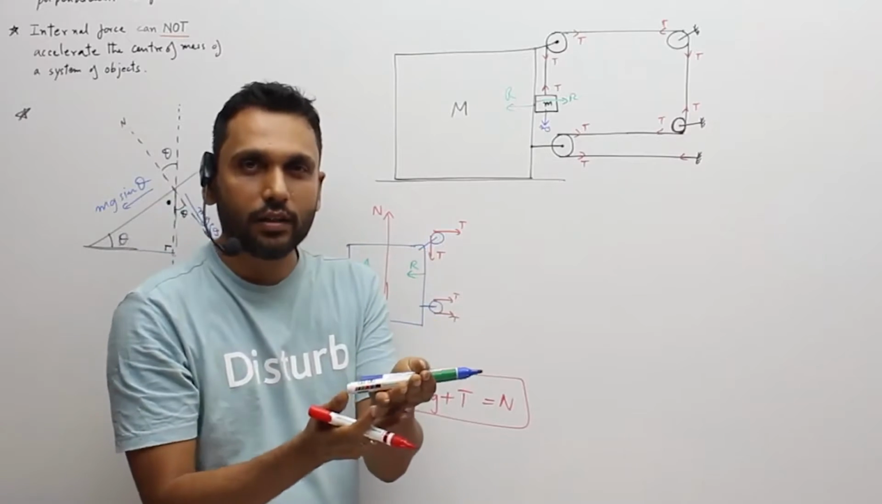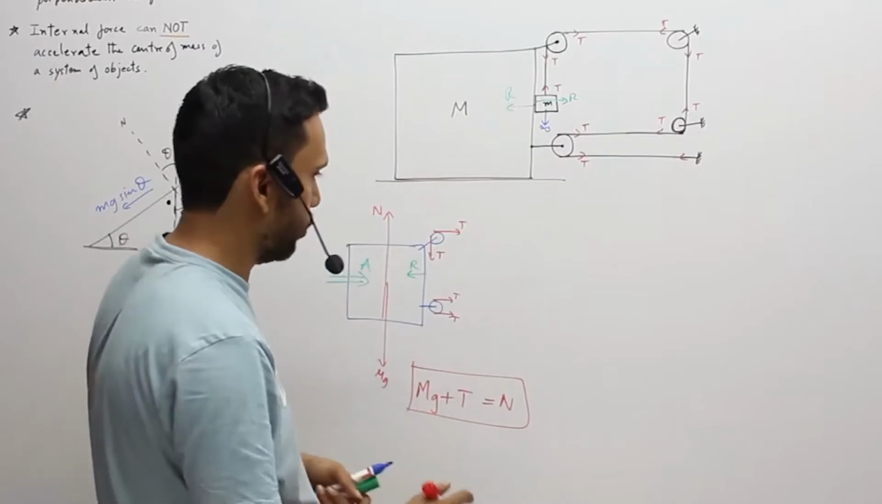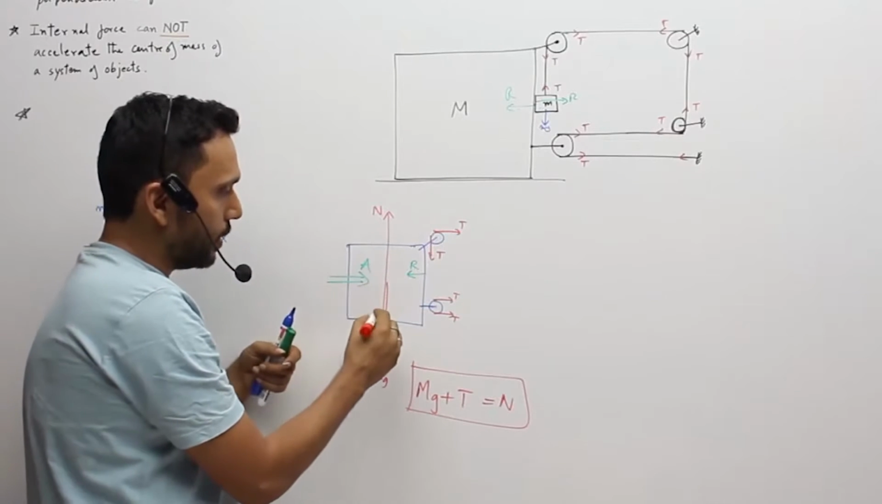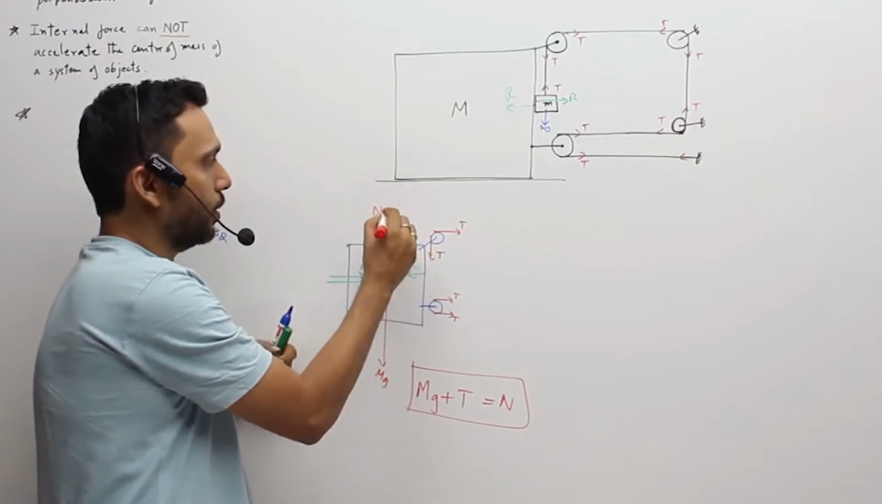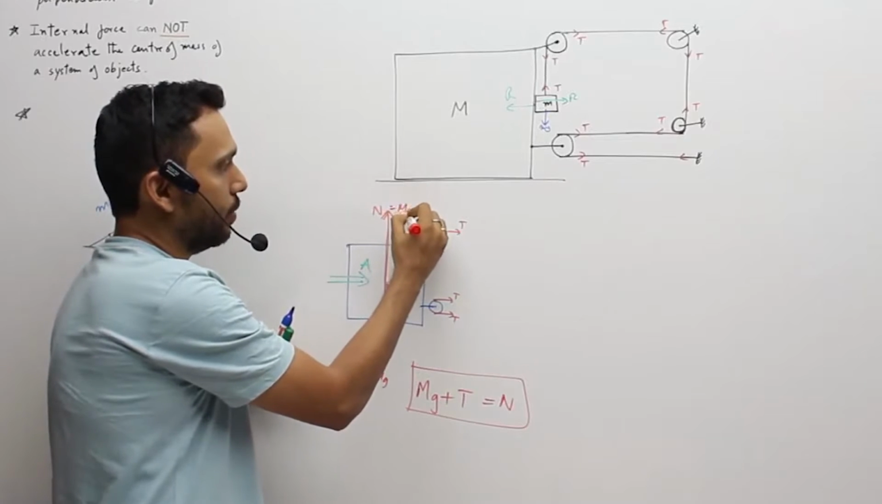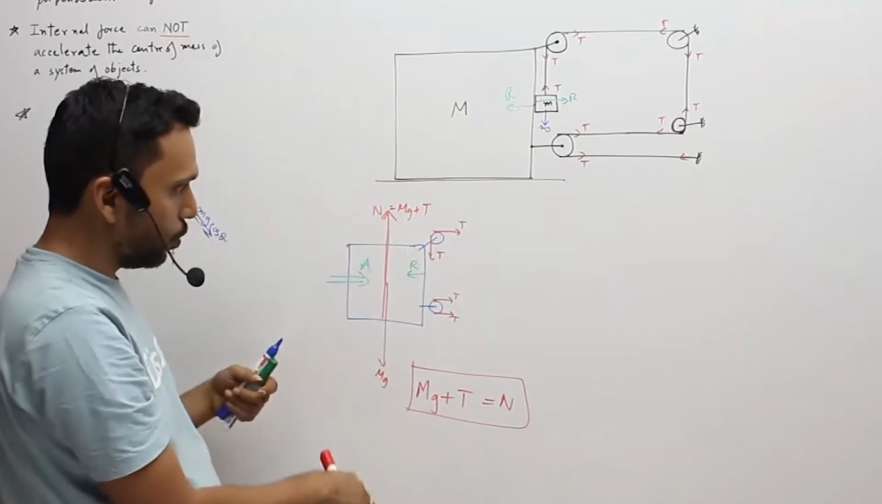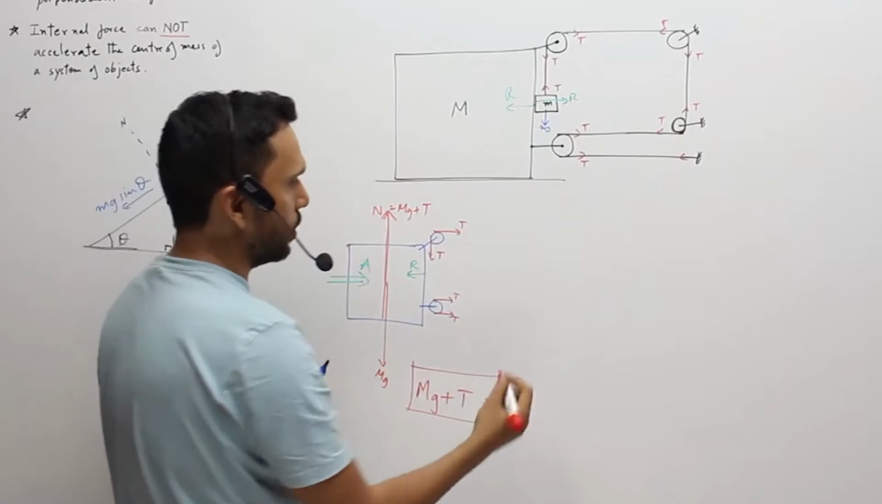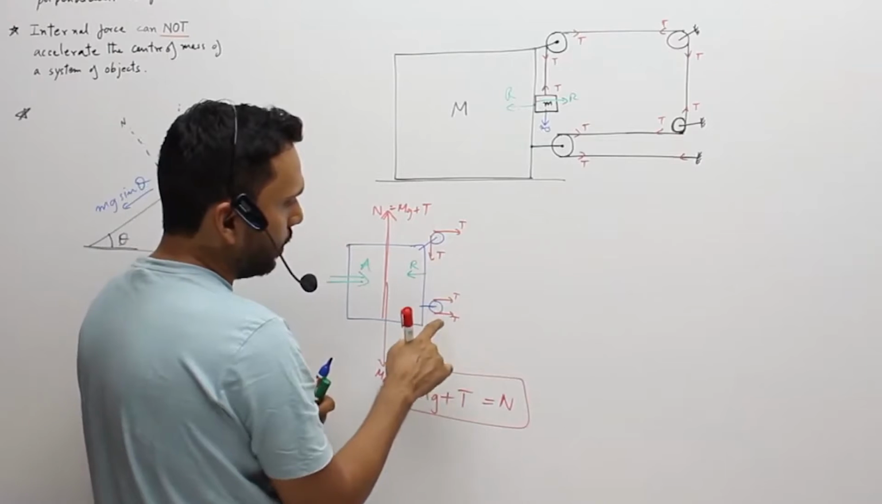If there is a box kept on a table and I put a force of some F on top of the box, then the normal reaction will be the weight of the box plus the force I have put. So this T is the extra force put on the box. So the ground has reacted back with the normal reaction, which is not only mg but mg plus T, to counter this force also.